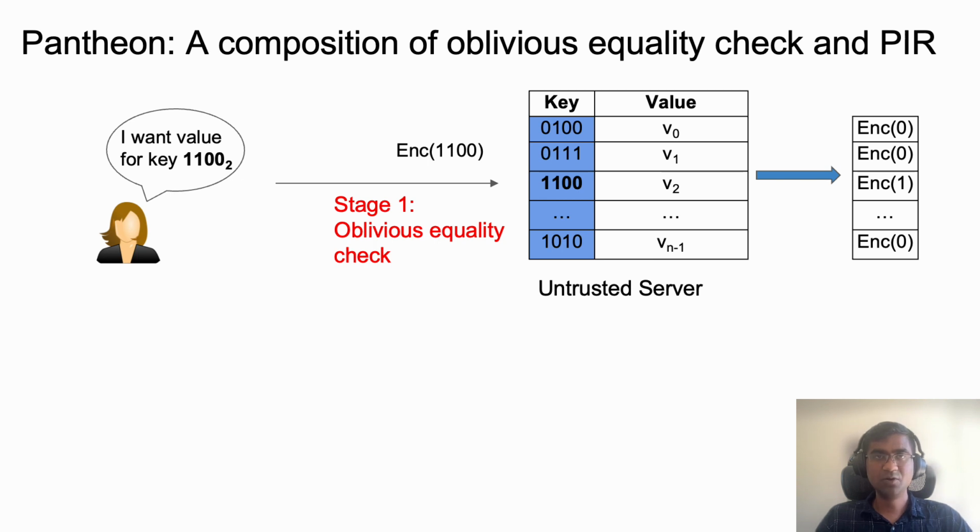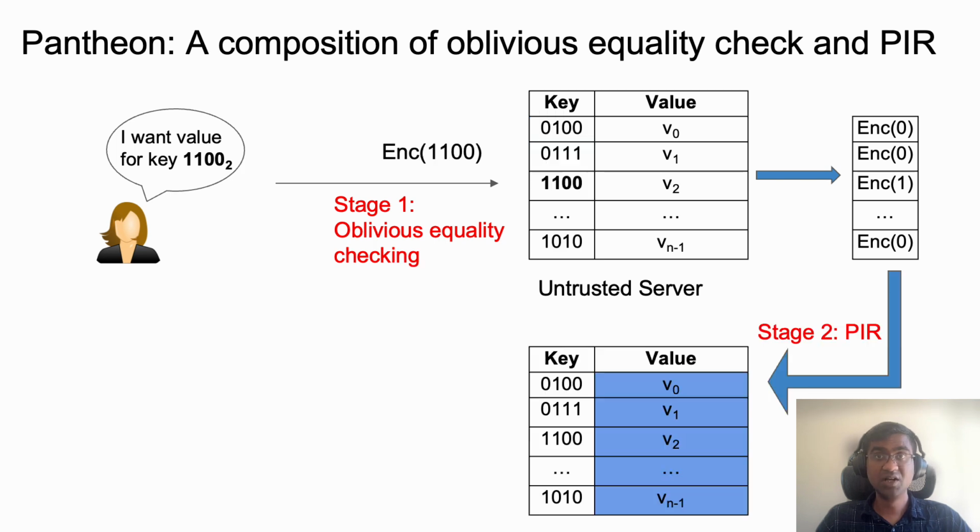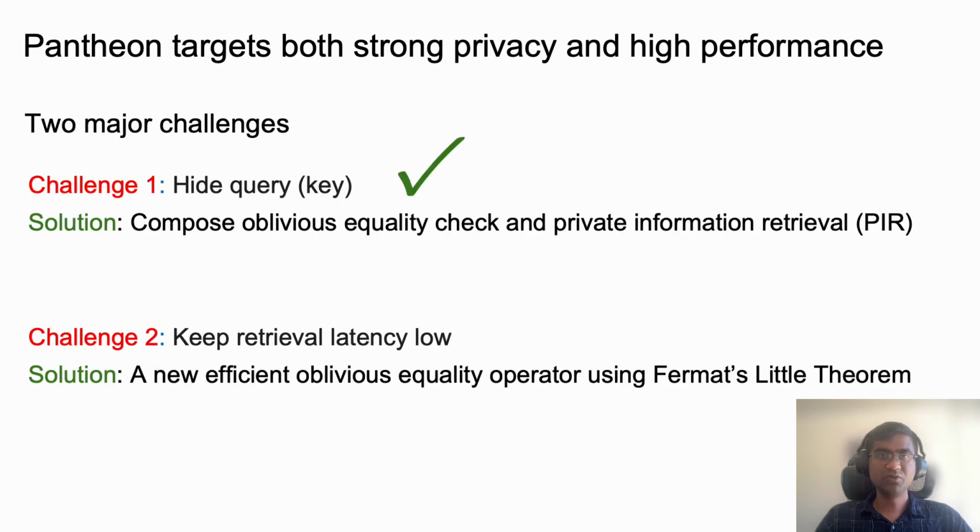Now, this encrypted output can readily be used as input for the second stage, where the server performs private information retrieval on the value set. And as PIR output, the server generates an encryption of the desired value and sends it to the client. The client can decrypt it and retrieve the value corresponding to her desired key. Using this composition, we could address the privacy challenge in a single round interaction between the user and the server.